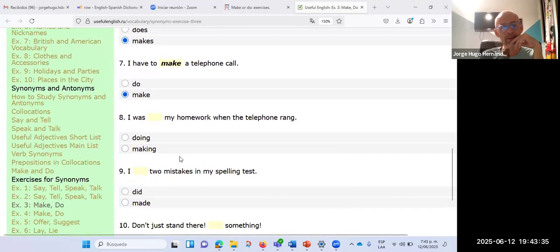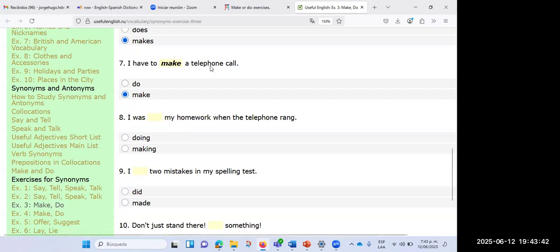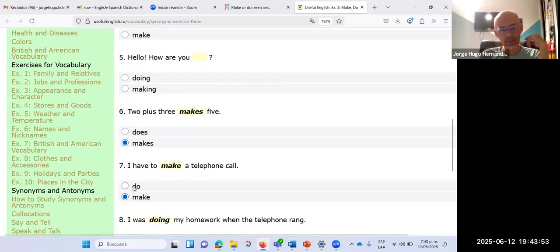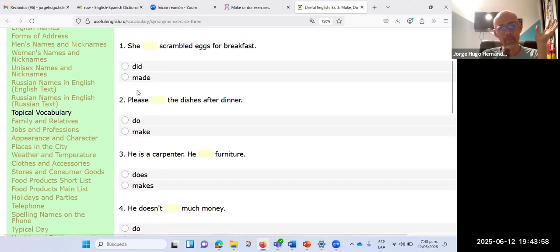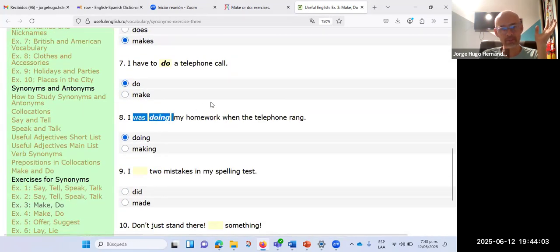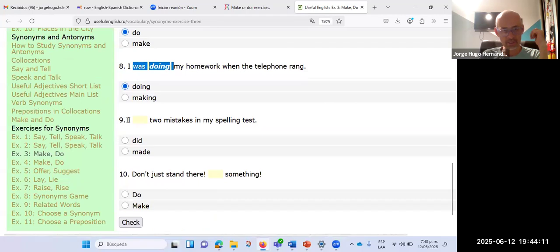Okay, good. Number 8, Santiago. I was doing my homework when the telephone rang. I was doing my homework when the telephone rang. Okay. So we can use, as I said previously, different times, no? Present, past, we did, and here we are using past progressive, no? I was doing in the past. I was doing my homework when the telephone rang. Number 9, Ingrid.